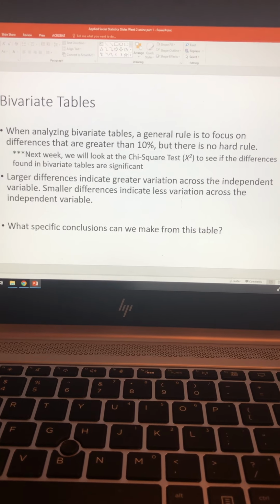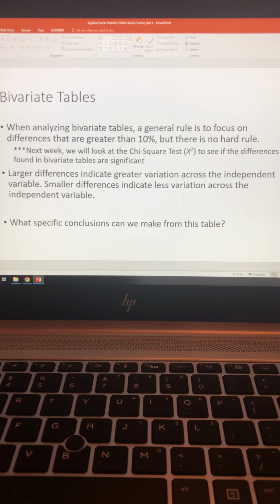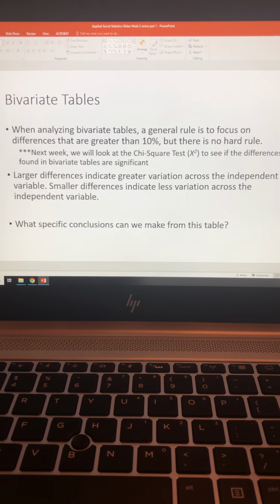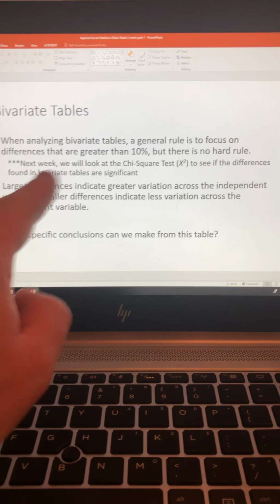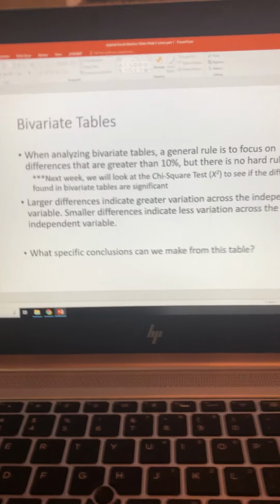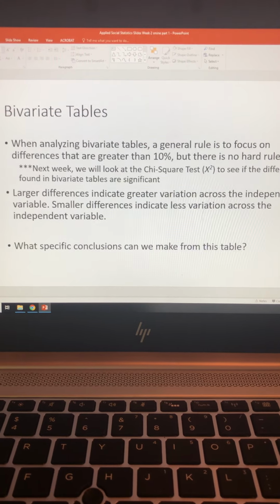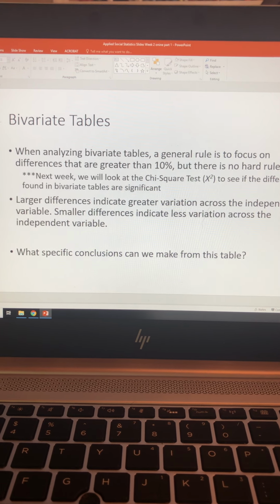But I should also say there's no general rule to focus on the differences, but any difference of about 10%, that seems like a significant difference. But like I said, next week, we'll look at the chi-squared test to see if the differences found in the bivariate tables are different. Obviously, larger differences indicate greater variation, smaller differences indicate less variation.